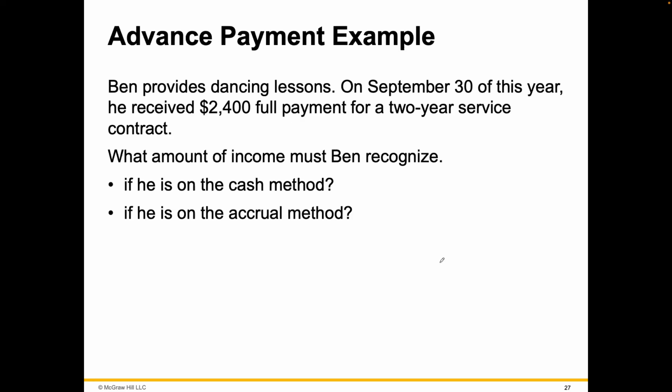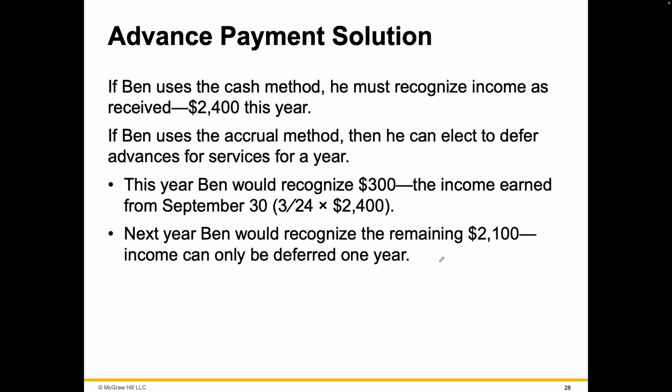So if Ben provides dancing lessons on September 30th of this year, he received $2,400 full payment for a 2-year service contract. What amount of income must Ben recognize if he's on the cash method, if he's on the accrual method? If Ben uses the cash method, he must recognize income as received, so $2,400 for this year. If he uses the accrual method, he can elect to defer advances for services for a year. So Ben would recognize $300, the income earned from December, and the next year Ben would recognize the remaining $2,100 income, as income can only be deferred 1 year.